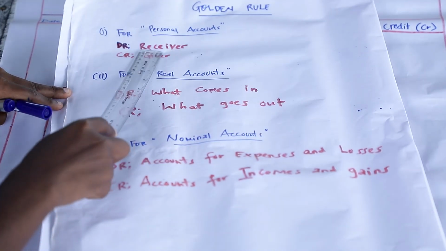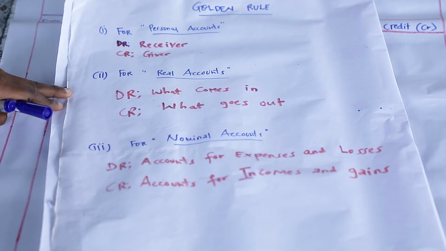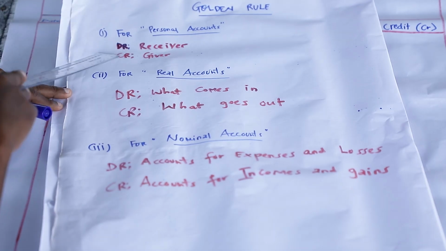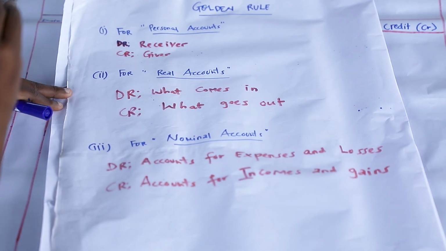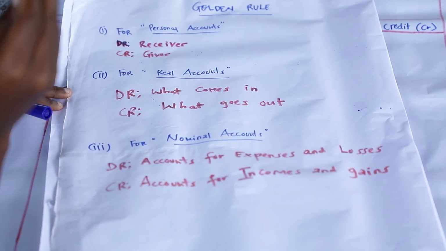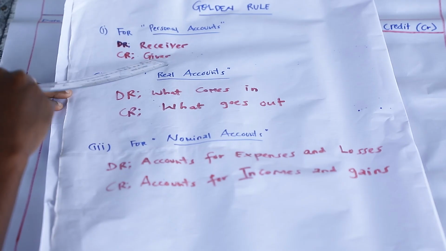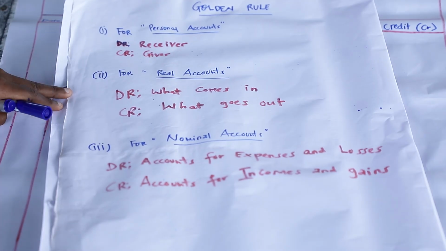in the ledger. So the golden rule, first, for personal accounts, this is the account which deals with the names of individuals, that means the debtors or creditors. For personal accounts, we should debit the receiver, the person who receives the amount of money or goods, and we are going to credit the giver. So this would be our golden rule.